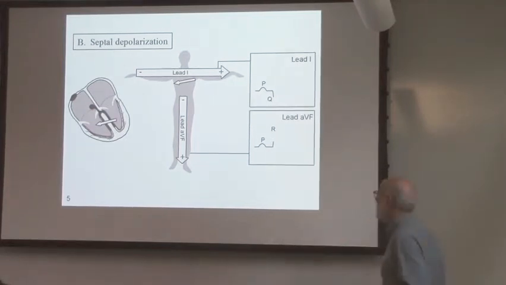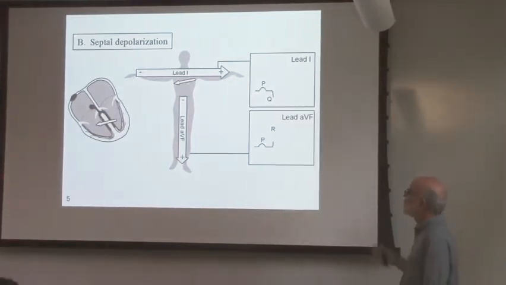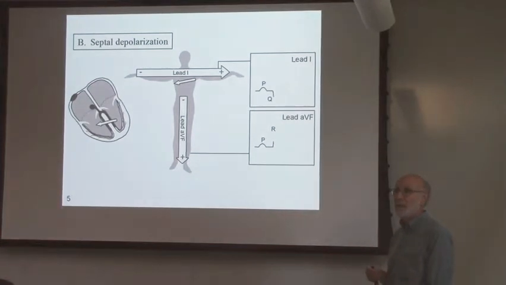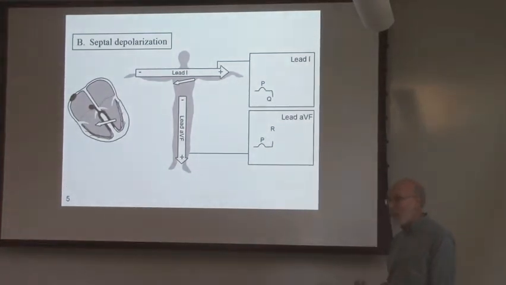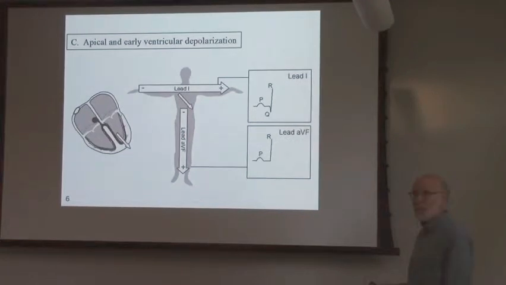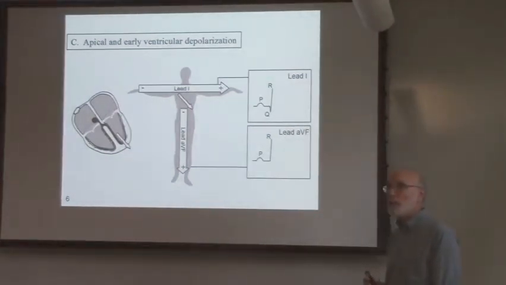So let's go on, let's do the QRS complex. So what happens after depolarization spreads throughout the septum? Where does the depolarization go next? Apex. The apex is the biggest, meatiest, most muscular part of the heart. So the next signal is going to be really big. The biggest signal in the whole thing we're talking about here is the peak of the QRS complex.